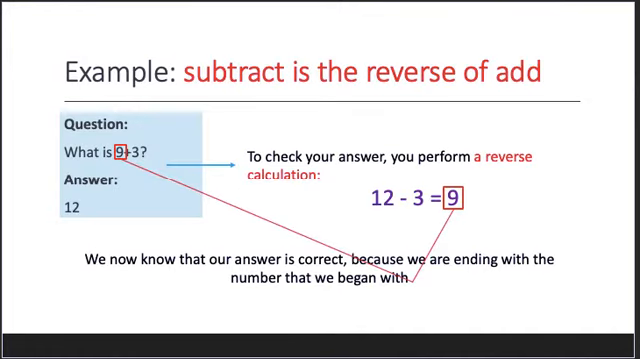To give you an example, to revisit, subtract is the reverse of add. So if you have the question, what is 9 plus 3? And the answer is 12, and you're asked to perform a reverse calculation or an answer check, what you would do here is 12 minus 3 to see that you arrive back at the original number you started at, which is 9. This way we know that our answer is correct because we are ending with the number that we began with.